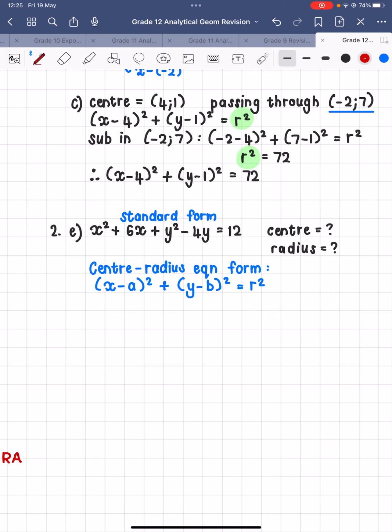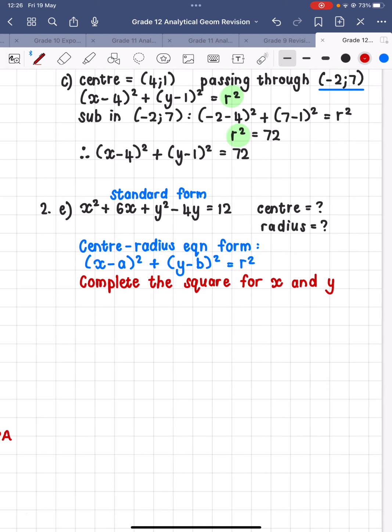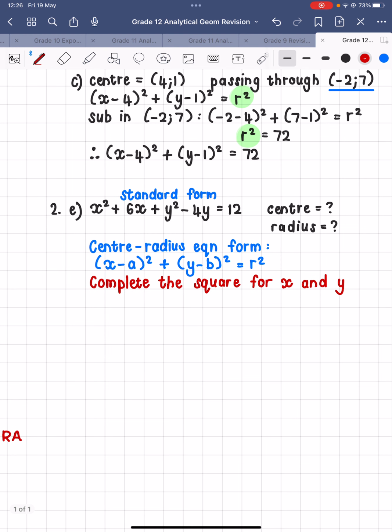I don't know if you can remember this from last year, but what we're going to do is complete the square for x and y. Does that ring a bell, guys? Complete the square for x and y. Completing the square is, I think, done on the first or second day of grade 11, so it's a long time ago. I wouldn't blame you if you forgot how to do it. Okay, so let's quickly do it together.